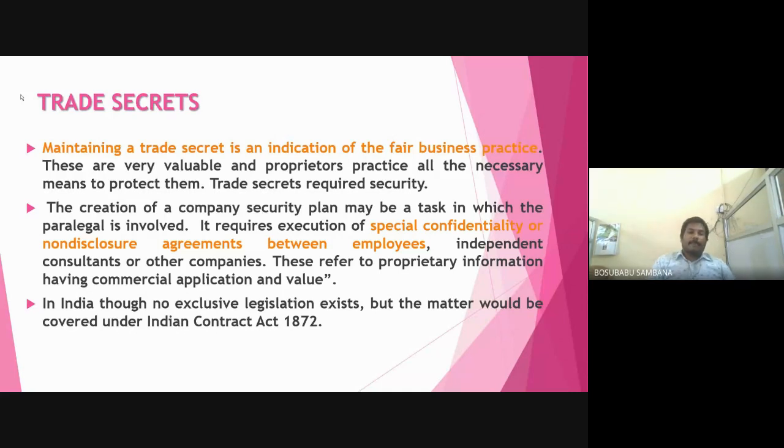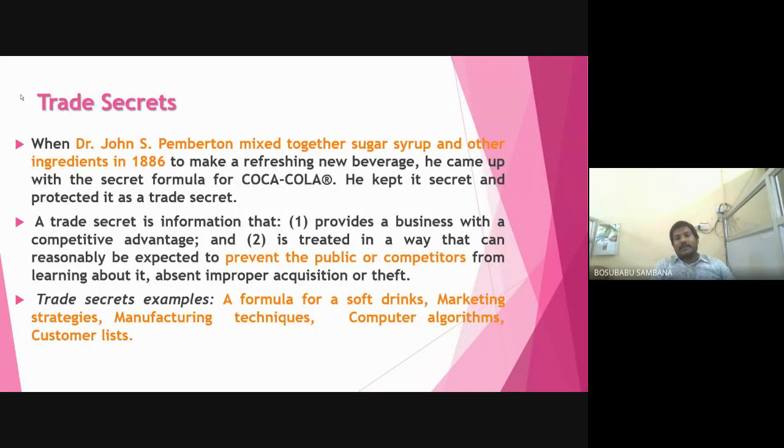When Dr. John S. Pemberton mixed together sugar syrup and other ingredients in 1886 to make a refreshing new beverage, he came up with a secret formula for Coca-Cola. Coca-Cola's trade secret was invented in 1886 with sugar syrup along with some ingredients. He kept it secret and protected it as a trade secret.